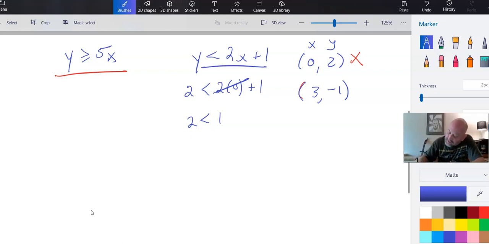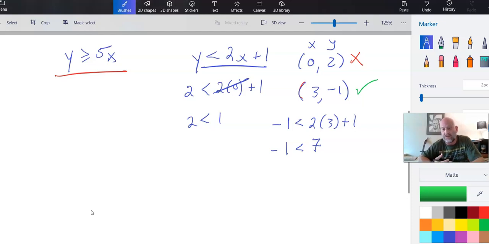So let's check this one. The y is negative 1. Is negative 1 less than 2 times 3 plus 1? That gives me negative 1 is less than 7, and that is true. And so what that means is that (3, -1) is a solution, right? And there's an infinite number of solutions to these. There's an infinite number of solutions to equations in two variables, but the way the solutions present themselves with an inequality in two variables looks a little bit different.